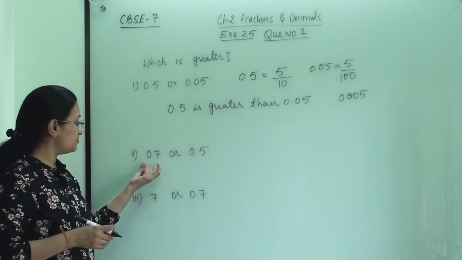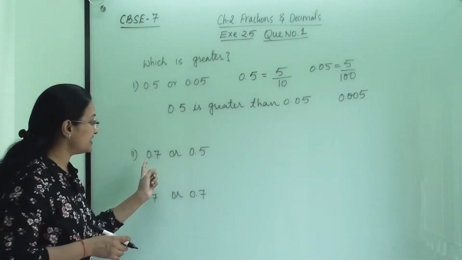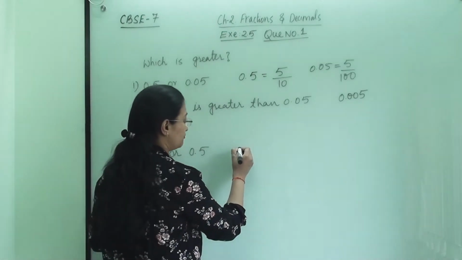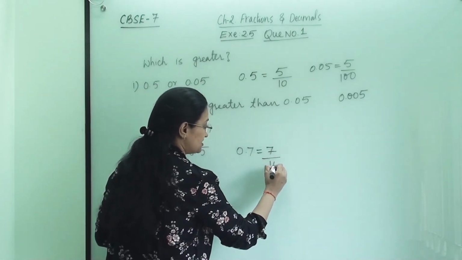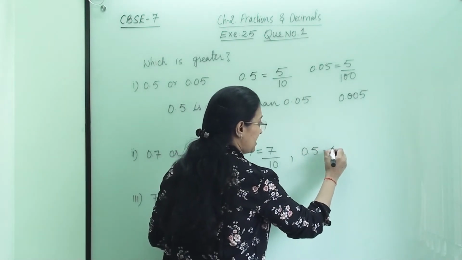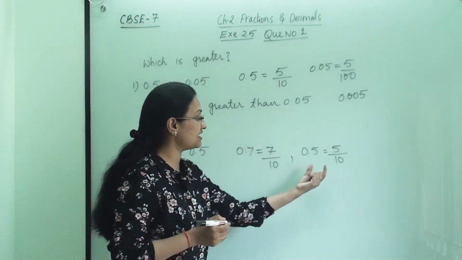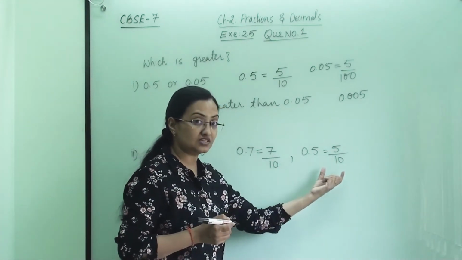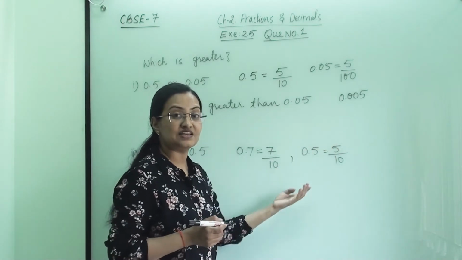Then the second is 0.7 or 0.5. Let us convert these two numbers into fractional form. 0.7 equals 7 in denominator 10, and 0.5 is 5 in denominator 10. Now both denominators are equal.